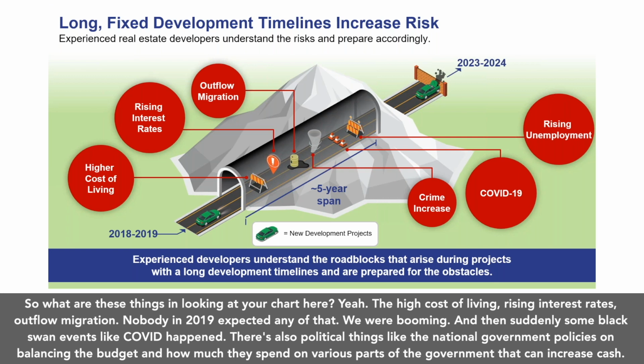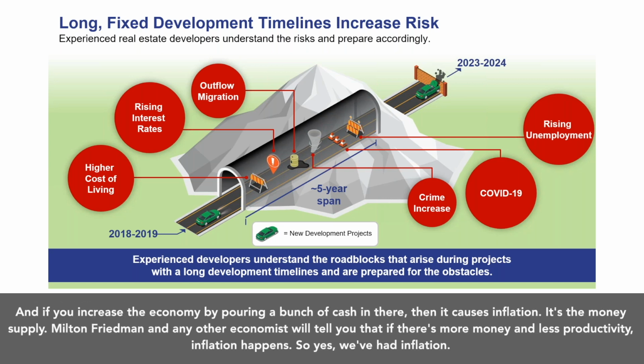So what are these things in looking at your chart here? Yeah, the high cost of living, rising interest rates, outflow migration. Nobody in 2019 expected any of that. We were booming. And then suddenly some black swan events like COVID happened. There's also political things like the national government policies on balancing the budget and how much they spend on various parts of the government, which can increase cash, and if you increase the economy by pouring a bunch of cash in there, then it causes inflation.